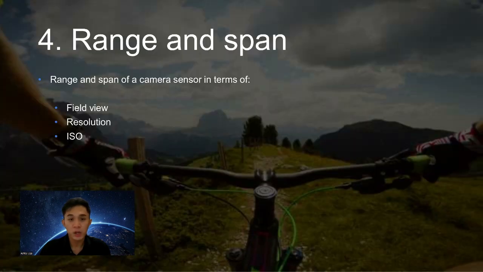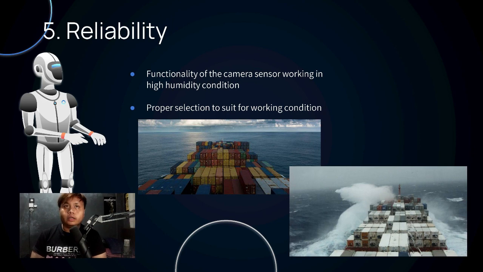The range and span of the camera sensor includes the field of view of the camera, resolution of the camera, and ISO, or sensitivity of camera sensor to light at different intensity. Reliability. A camera sensor must be somewhat resistant to various conditions such as humidity, dust, shock, and many others in order to increase reliability. For this project, a suitable camera sensor must be selected and thorough installation must be carried out.